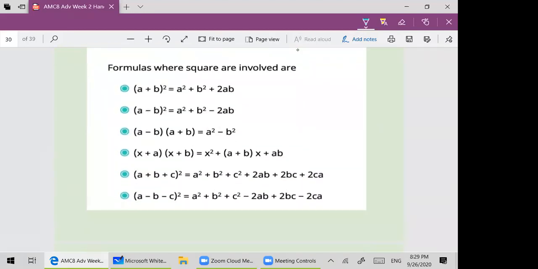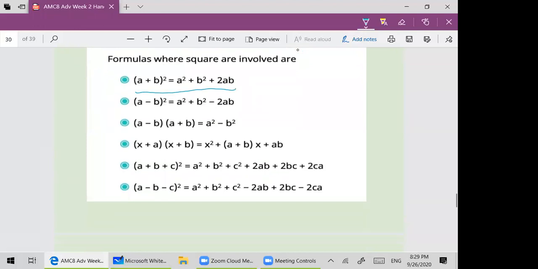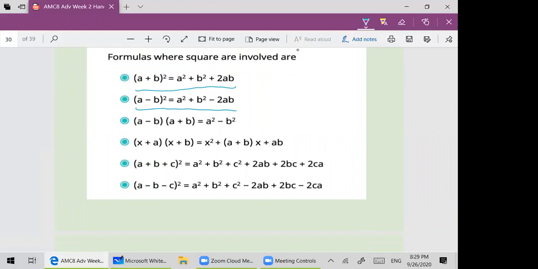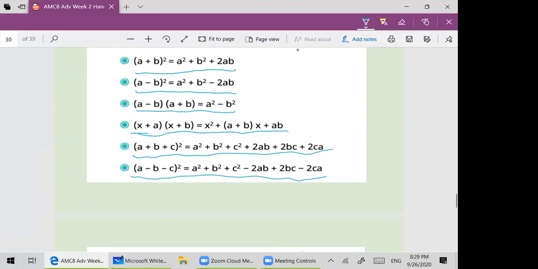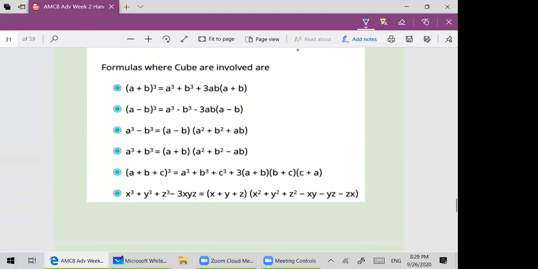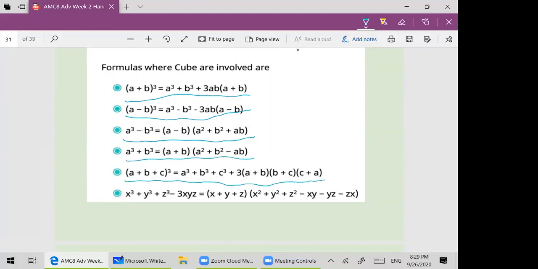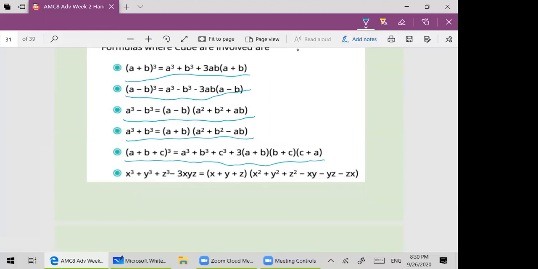So here are some formulas for expanding stuff. These two are almost the same thing. And this, and this, and this, and these are all very useful. For cubes, this is the difference of cubes. This is the sum of cubes. This is just expanding a general form.